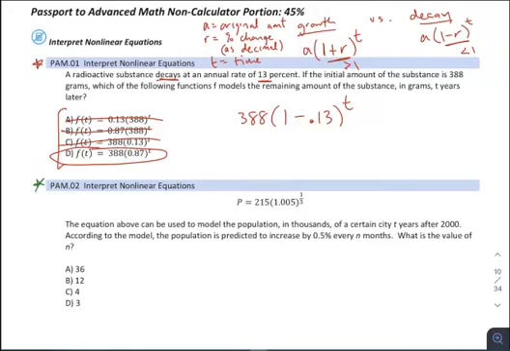This here should have been, sorry, that should be a t in the top there. So this is t over 3, or 1/3 t as your power.